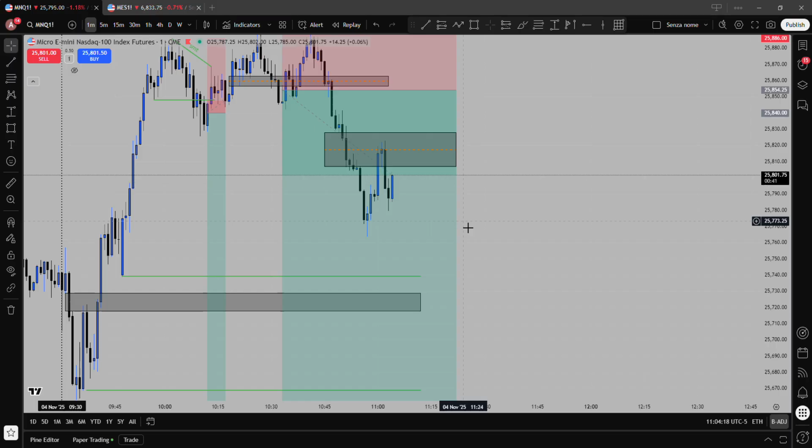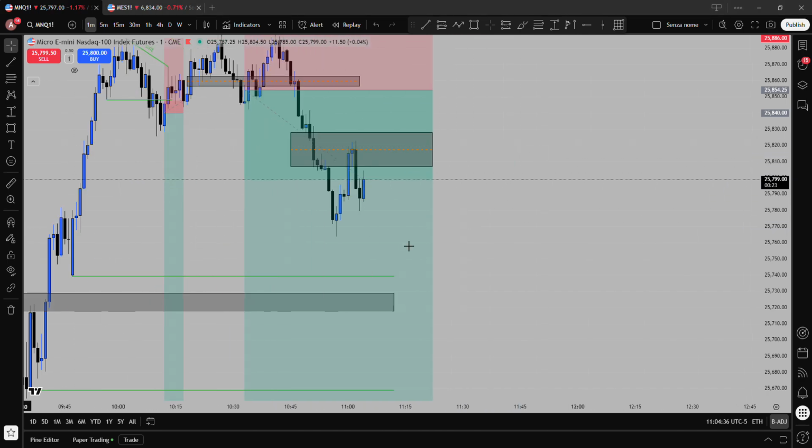I don't like these movements. If we invert this fair value gap here on the 1 minute, I'm gonna close it. But I don't think we will do. I don't believe that the price will invert that.